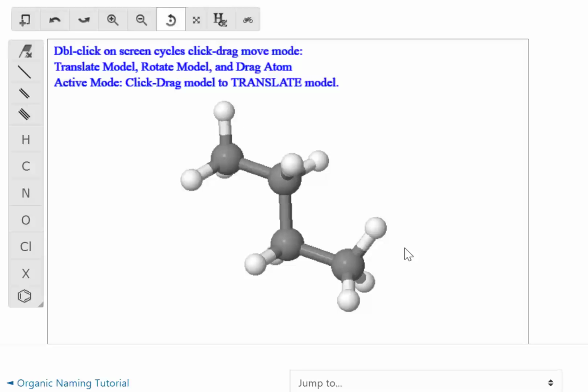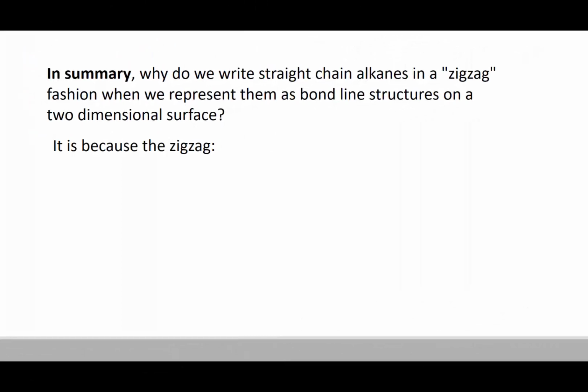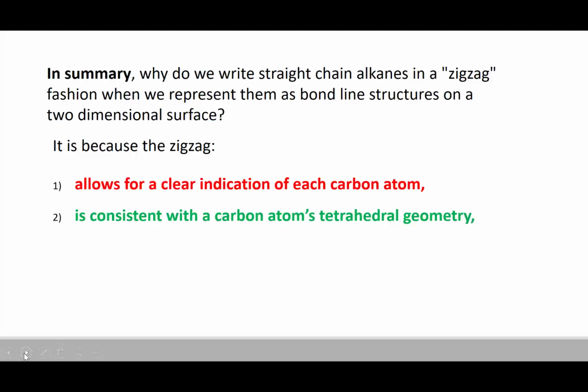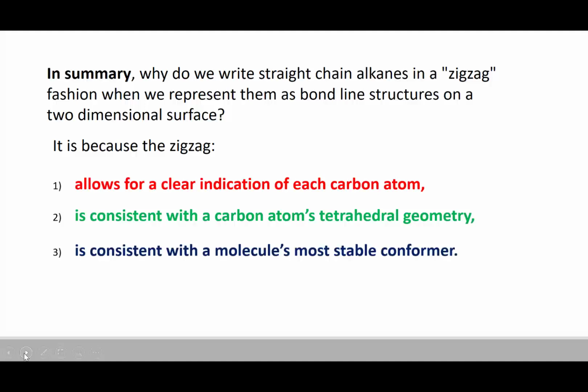In summary, why do we write straight chain alkanes in a zigzag fashion when we represent them as bond line structures on a two-dimensional surface? It is because the zigzag allows for a clear indication of each carbon atom, is consistent with the carbon atom's tetrahedral geometry, and is consistent with a molecule's most stable conformer.